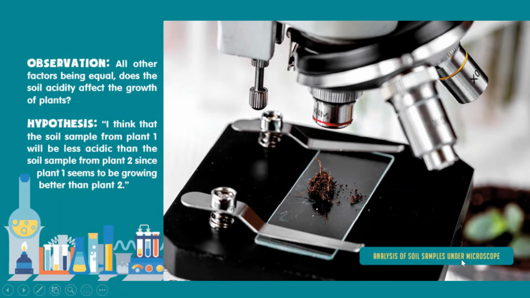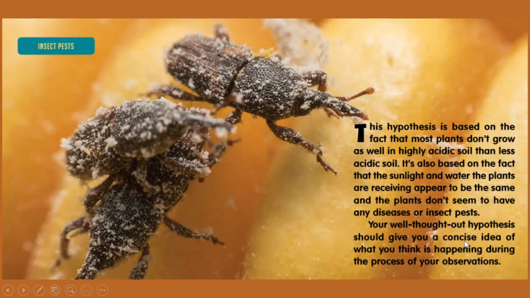Analysis of soil samples under a microscope. Insect pests. This hypothesis is based on the fact that most plants don't grow as well in highly acidic soil as in less acidic soil. It's also based on the fact that the sunlight and water the plants are receiving appear to be the same, and the plants don't seem to have any diseases or insect pests.